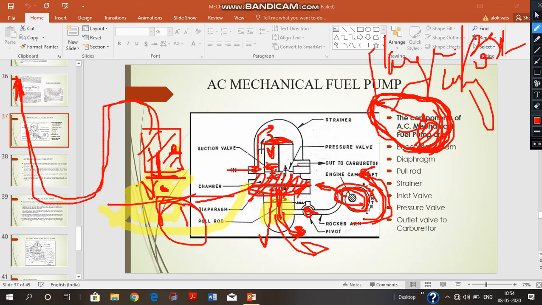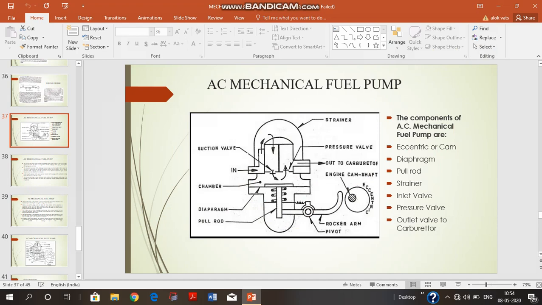the petrol or the fuel moves from this point to this point, a downward movement of the fuel, and the fuel enters inside. I shall erase it, and we will explain it in further detail. Now what is happening? The fuel has entered into this chamber, and it is filling up this chamber.